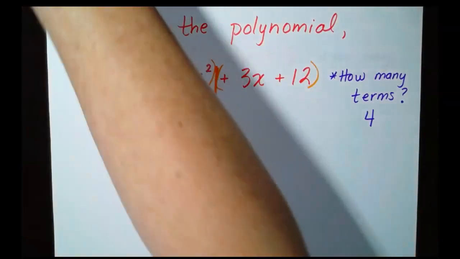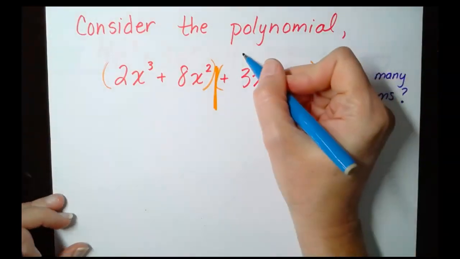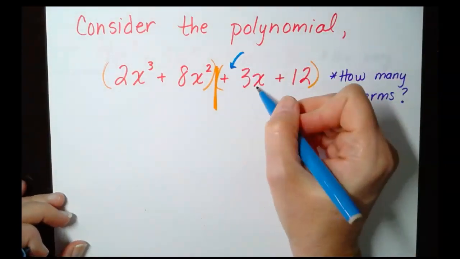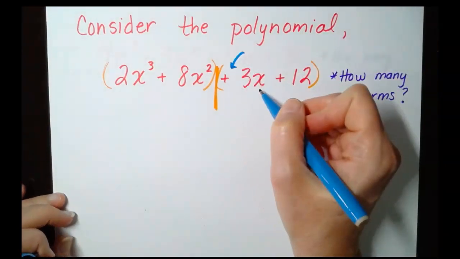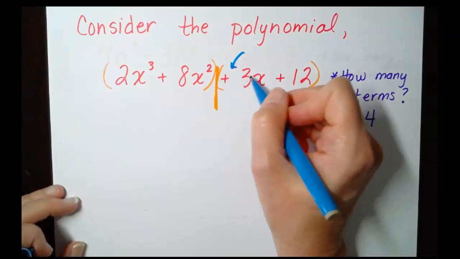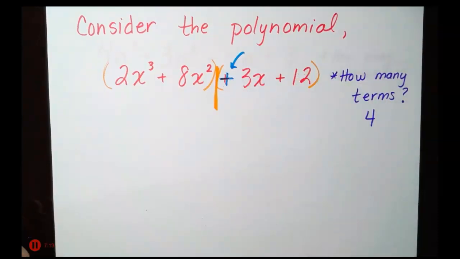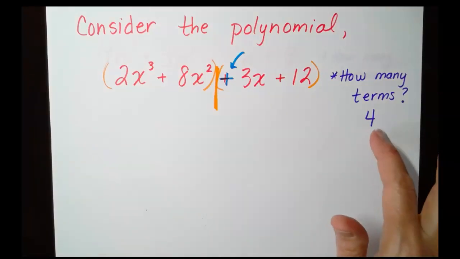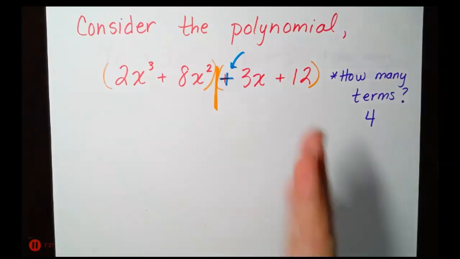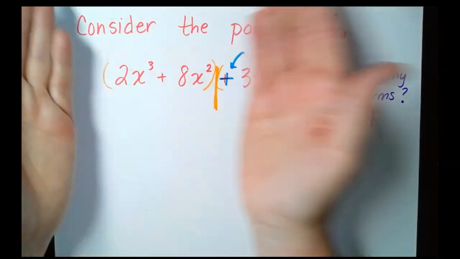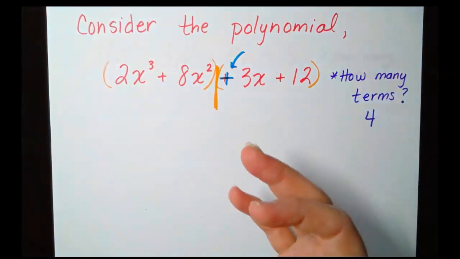Now pay attention, the sign that's in front of a term stays with that term. So that is positive 3x. Keep the sign with it, most especially if it's negative. Pay attention to that. So once again, how many terms? 4. So we're going to group the first 2 terms and group the second 2 terms.